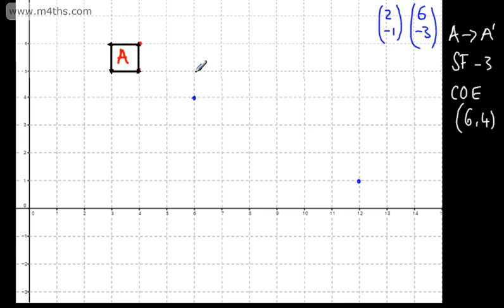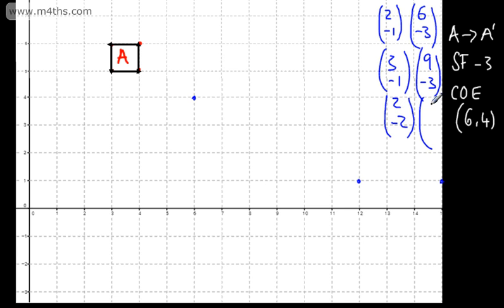This one, I've gone across 3 and down 1. So 3, -1. That's going to give me 9, -3. So if we went 9, -3, we know that's going to be here. At this point, you can, of course, draw the square. I'm just going to, again, take a point just here. This one right here has gone across 2 and down 2. So this is going to be 2, -2.